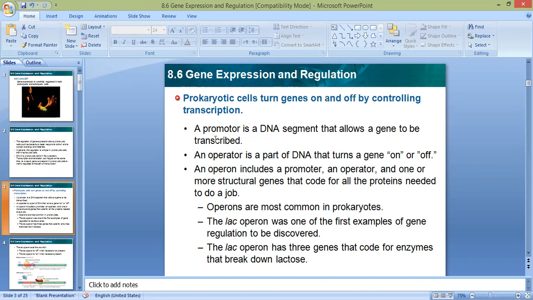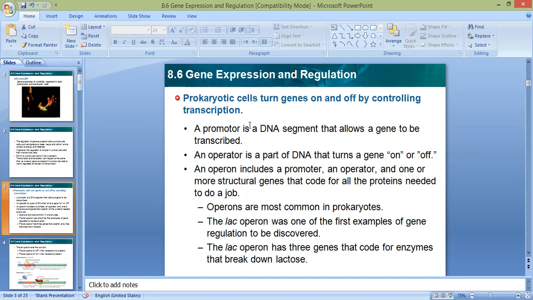And the operon is made of a promoter. Of course, please note that DNA segments are not all nucleotides with the same function. I have nucleotides whose function is coding for a certain protein, and I have nucleotides with another function, for controlling. So the promoter and the operator are nucleotides on the DNA but they don't code for protein. No, they control the coding, they control the transcription. So the operon is made of promoter, operator, and the genes that code for all the proteins needed to do the job.